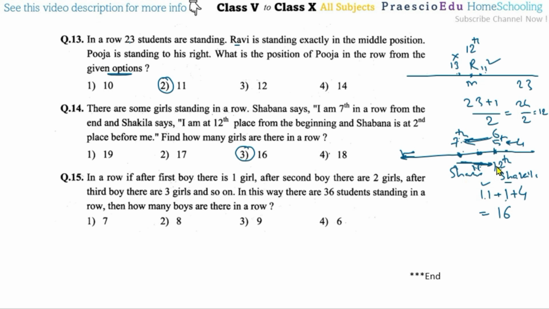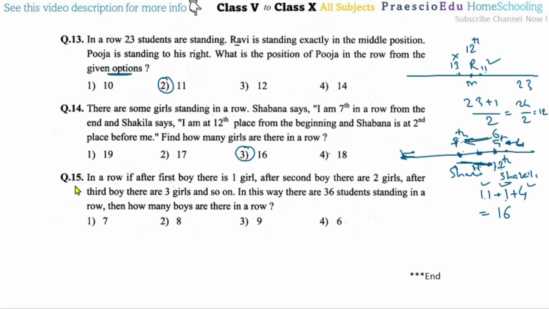Now Shakila's place from the end we have to count. So with the reference of Shabana, Shabana is 7th from the end. So one girl in between this one, that is the 6th, and Shakila is 5th. So 5th position from the end is Shakila's, and behind her there are the 4 girls. That is the meaning. 5th means there are 4 girls behind her. Okay, so these 4 also we have to count, and Shakila's 1 position means her counting also 1. So total there are 16 girls.